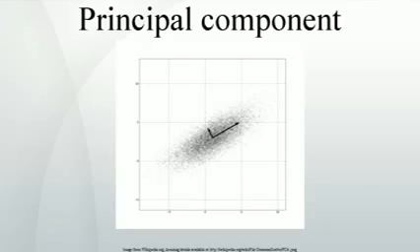PCA was invented in 1901 by Karl Pearson, as an analog of the principal axis theorem in mechanics. It was later independently developed, and named, by Harold Hotelling in the 1930s. The method is mostly used as a tool in exploratory data analysis and for making predictive models.